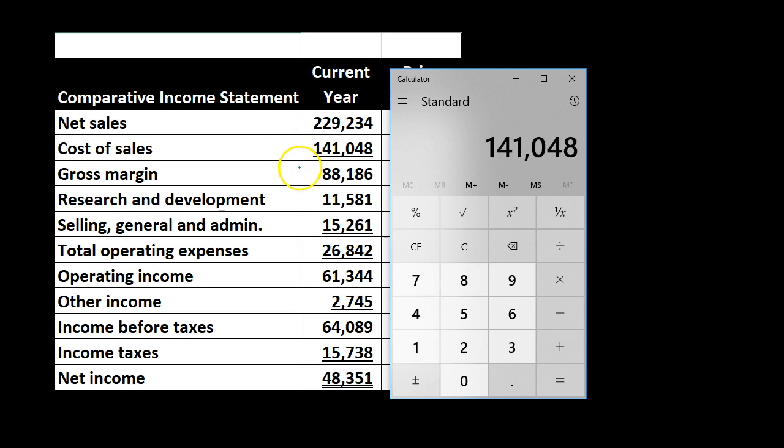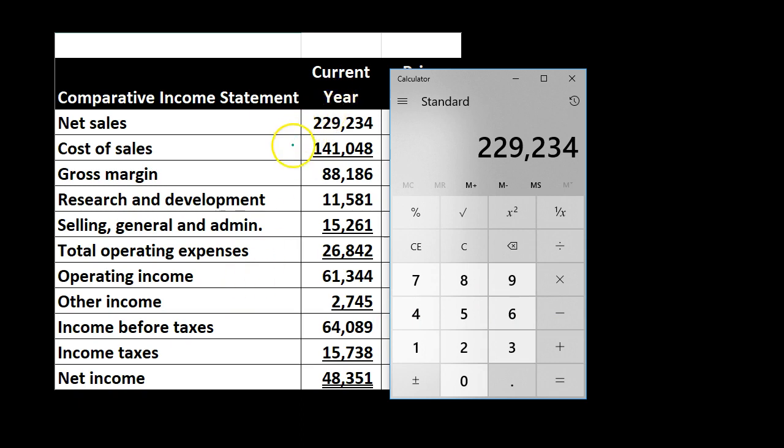So that's going to be, in our case, the 141,048. I'm not going to add up the subtotal. We're going to go to research and development, 11,581 plus the selling and admin, 15,261 plus, this is a subtotal. I'm not going to add this. Subtotal, I'm not going to add this. Other income, I'm going to actually subtract that because that's income rather than an expense. We're adding up the expenses, 27,545 plus the taxes. I'm not adding the subtotal and the taxes, 15,738. So that's going to be all the expenses, and the income minus the expenses is net income. So I have to add net income, 48,351, and that's going to give us our 229,234.